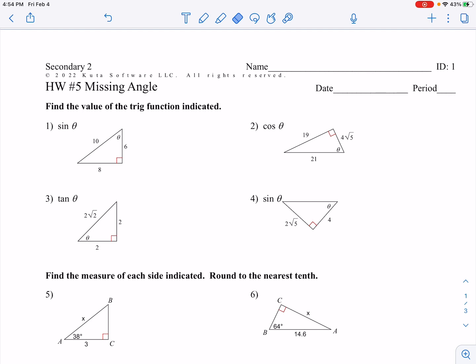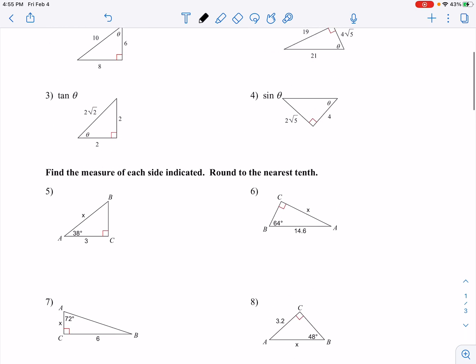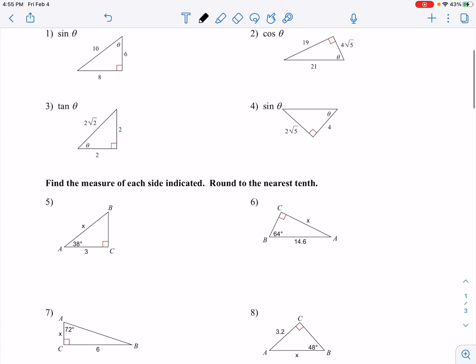For this assignment, we're going to start something new, finding a missing angle. We've talked about how to find a missing side using sine, cosine, and tangent. This is a little bit new. For problems 1, 2, 3, 4, 5, 6, 7, and 8, if you need help with those, watch the videos on the previous two assignments.